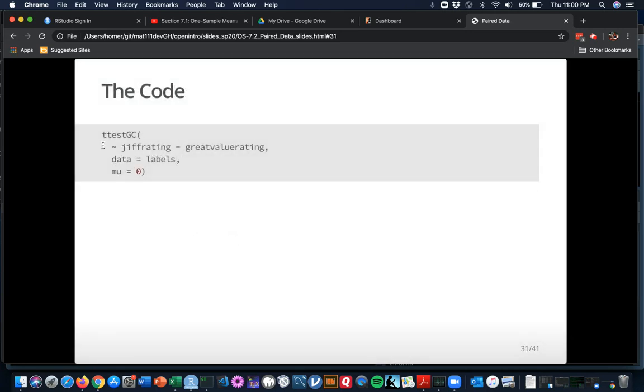And so we hit the code, and since the data come from a data set, then we just say twiddles, the name of the first rating minus the name of the rating we're going to subtract off of it. And we got to say where those variables live, and we got to say what the null value is, and then off we go.